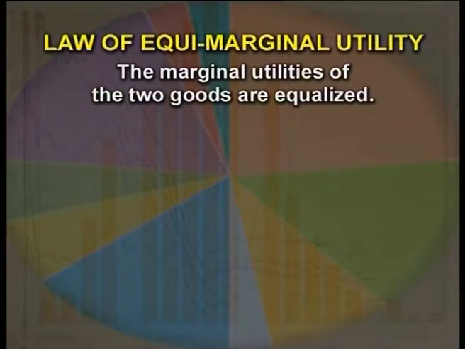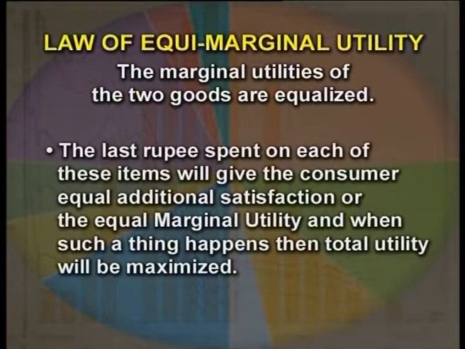So, what does this mean? This means that the last rupee spent on each of those items will give the consumer equal additional satisfaction, or equal marginal utility, and when such a thing happens, then total utility will be maximized. Now, this can be explained with the help of a table.